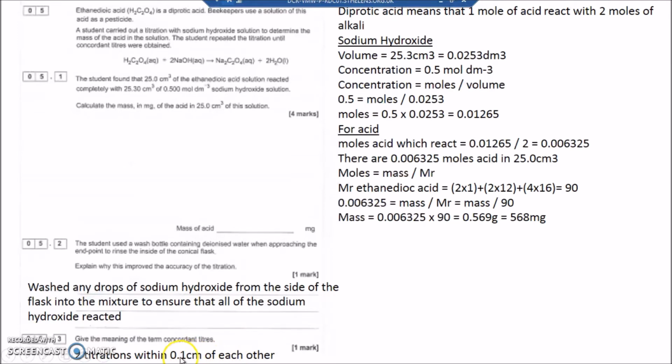centimeters cubed of each other. So you pick 2 of your titers, 2 of your results from your titration, however many you've got, and you just use those 2. And those 2 have got to be no more than 0.1 centimeters cubed apart from each other. Those are the 2 that you use, and you ignore any of the others. That's what concordant means.